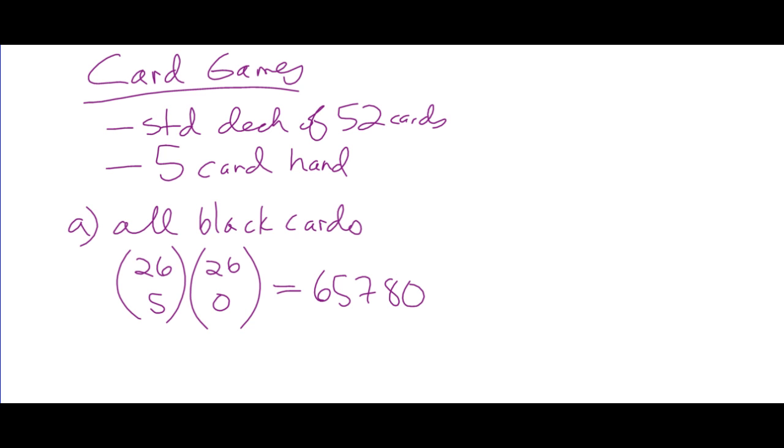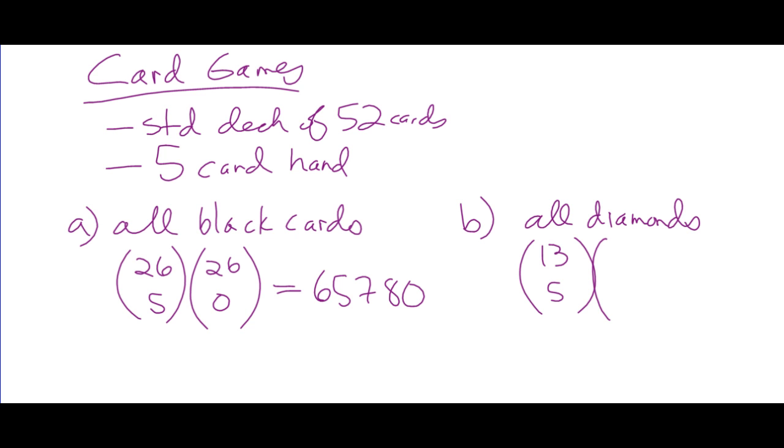So, all diamonds. So how many ways can you get all diamonds? So 13 choose 5, because there are 13 diamonds, right? There are 13 of each suit. How many other cards are left? 39, just the other 3. And how many of them do we want? 0. You're not necessarily going to see this. Again, I like to write it in.